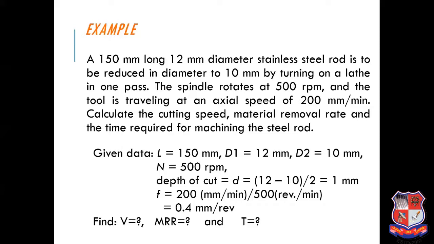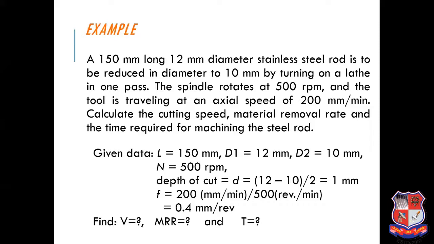and the tool is traveling at an axial speed of 200 millimeter per minute. So here the feed is given as axial travel of the tool. The feed is given in millimeter per minute, so we have to convert it into millimeter per revolution. So calculate the cutting speed, that means V, the material removal rate, MRR, and the time required for machining the steel rod.